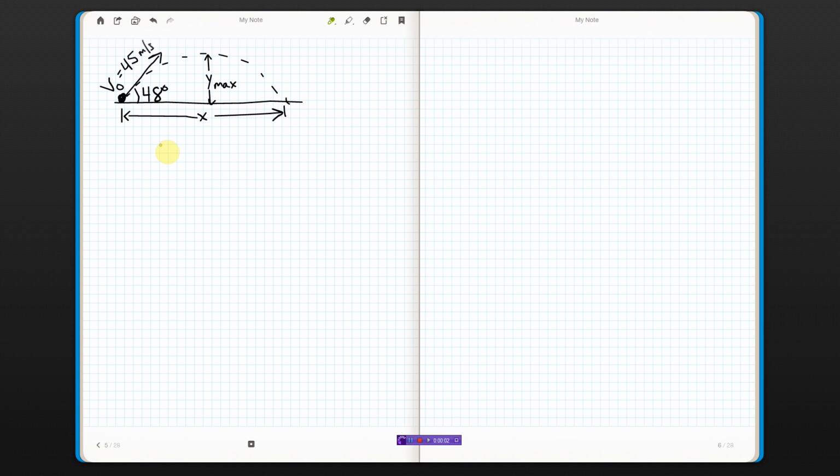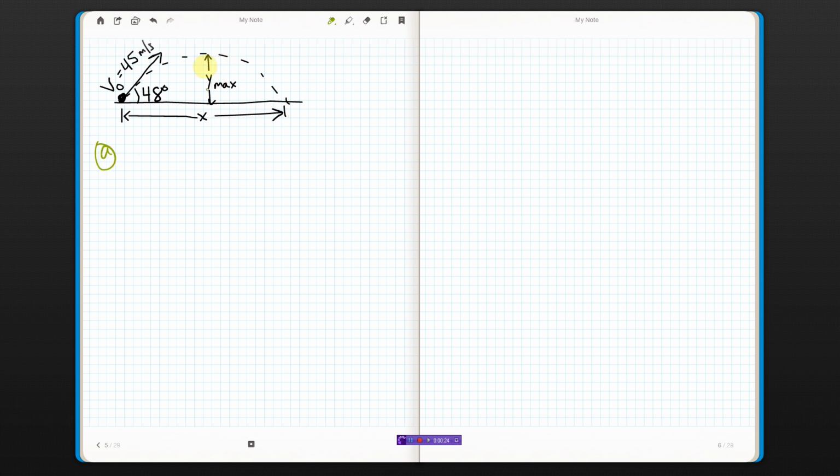A projectile is fired with an initial velocity of 45 meters per second at an angle of 48 degrees. What is the highest height it goes to, so y max, and how far does it go, assuming that it was both launched and lands at the same height? Okay, so A, they want maximum height.